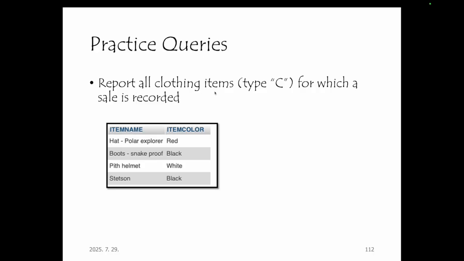So reporting all clothing items, that's type C items, for which a sale is recorded. So when we want to check whether there is a sale or not, you may remember we have used the very useful keyword exist. So if there is an exist keyword, it's going to be followed by select statements, and we can check the existence. So let's look at the data first to get some better idea.